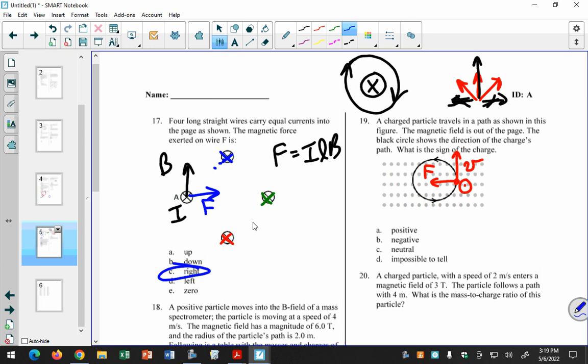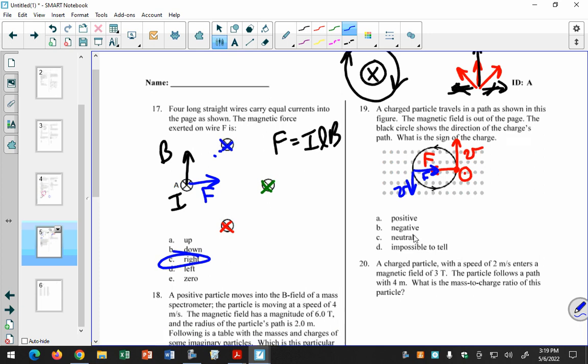By the way, if I drew it over here, my force would be like that, my velocity would be like that. Right? This would be my force, and this would be my velocity. As it goes around, the force is always centripetal, always center-seeking, and the velocity is always tangent to that circle. All right, good question.